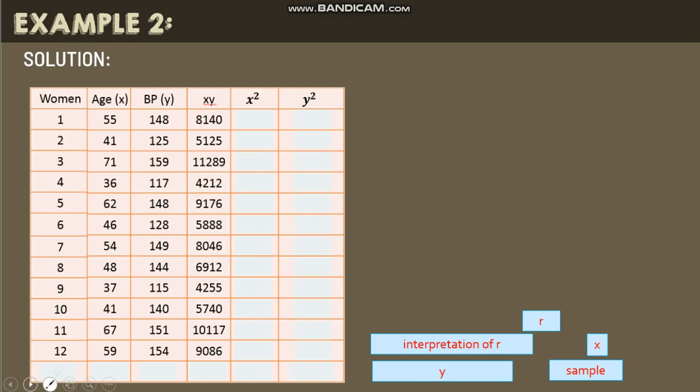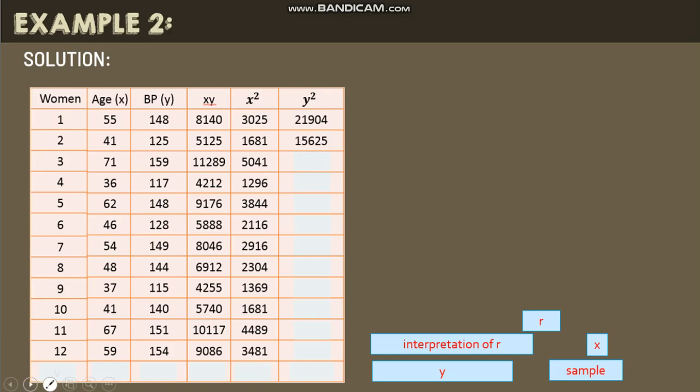Next naman natin is we have the X squared. So, ang gagawin naman po natin dito, yung column ng X is squared natin siya. 55 squared, 41 squared, 71 squared, etc. So, magiging sagot po natin, we have 3,025 for the 55 squared. 41 squared means 1,681. 71 squared is equals to 5,041. And etc. And for the Y squared, kung tingin lang po kayo sa Y, column ng Y. So, yung 148 squared nyo lang po yan. So, meron tayong 21,904.